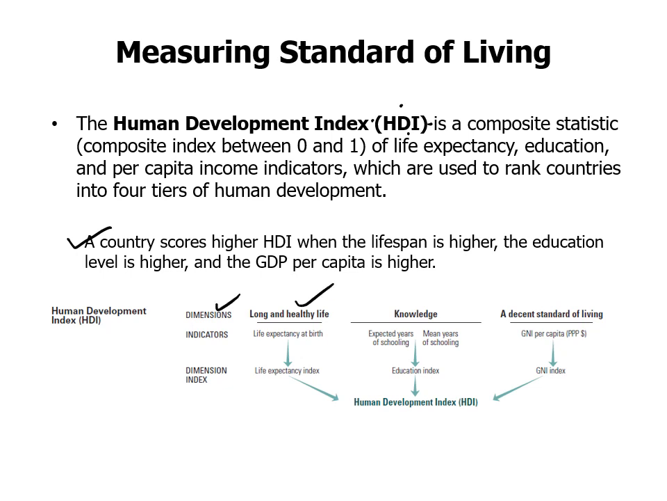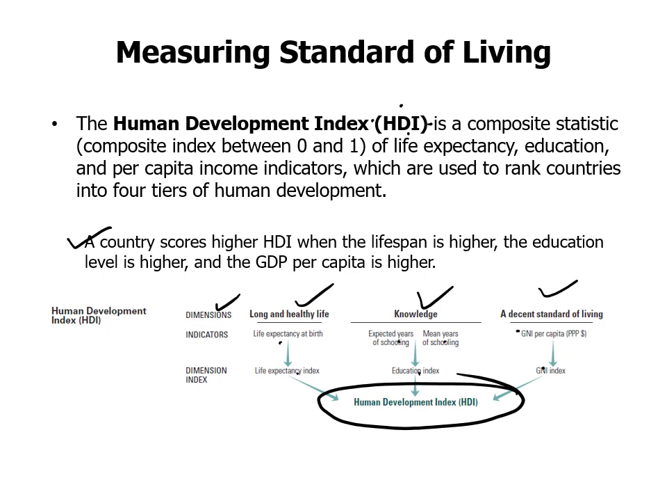So what dimensions do we have in there? We have long and healthy life, we have knowledge, and we have a decent standard of living. Long and healthy life, we measure by your life expectancy at birth, and that gives us your life expectancy index. Knowledge, we measure by expected years of schooling and mean years of schooling in the country, and that will give us your education index. Your GNI per capita measures your decent standard of living, and that will give us our GNI index. We average these, we summarize this, and then we have the Human Development Index.